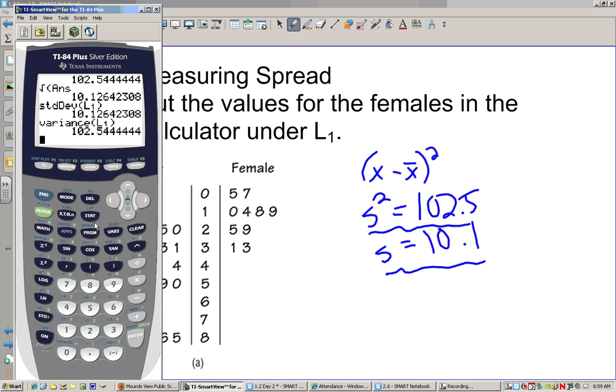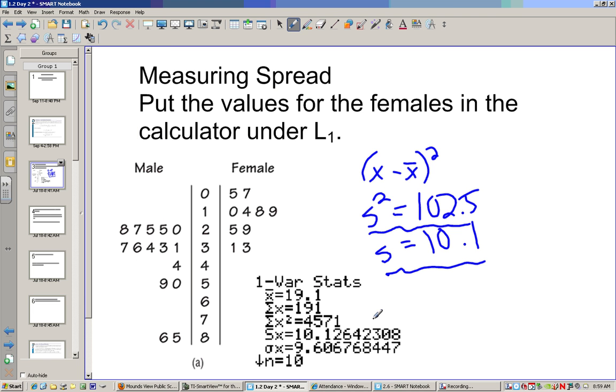You can also hit stat, go over to calc, one variable stats of L1 to give us, you can see that Sx is 10.1. This right here is our standard deviation. One variable stats doesn't give us our variance, but we can just square this number to get it.